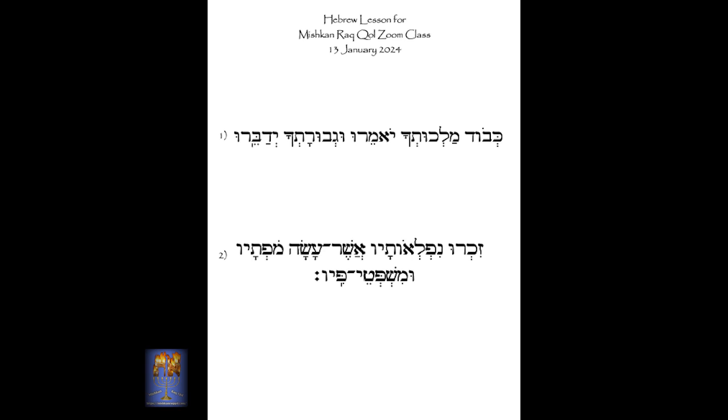Ugevuratecha. So the vav at the beginning and the cha, your, at the end. So what does that leave? Well, this techa is literally "of you." So what does that give us for a root word? Gibor. Power. Gibor. Power. To be powerful.